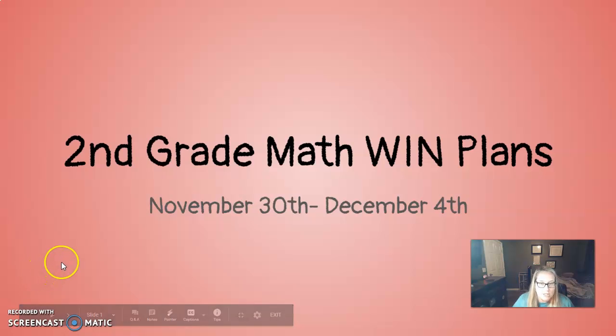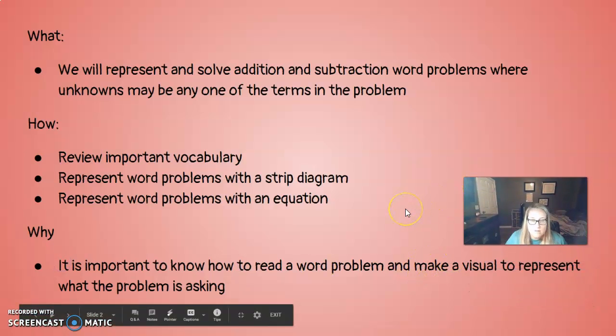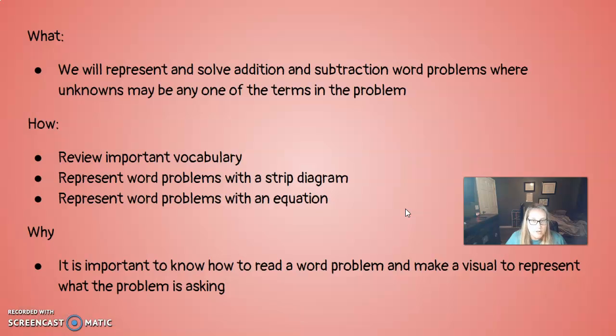Let's get started. Today, we are going to continue with what we talked about last week, but we're going to make it a little bit harder, and I know you're going to do an amazing job. So, we are going to represent and solve addition and subtraction word problems where we don't know one of the terms, and that's okay. We're going to do this by reviewing our important vocabulary. We're going to represent word problems with a strip diagram. We're going to represent them with an equation, and then we're actually going to solve.